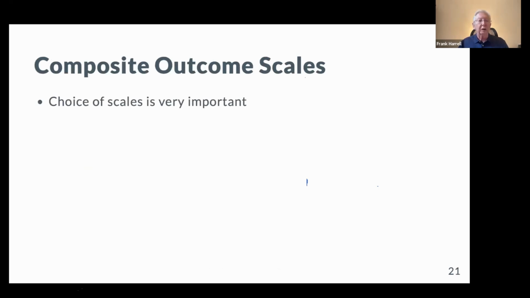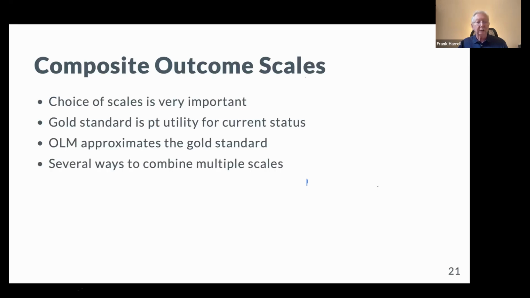And then I'm going to briefly talk about composite outcome scales. This is where you have lots of elements, and I think the ordinal longitudinal model approximates what we would really like to have, which is a patient utility for the current status of the patient. We would like to be able to say, with this constellation of symptoms and function, that's a utility of 0.2. And let patients tell us how to put all this together and what matters to them. We're sort of approximating that in a very simple way by just asking what's the worst thing to happen to a patient on a given day, and we're assuming you can order those things.